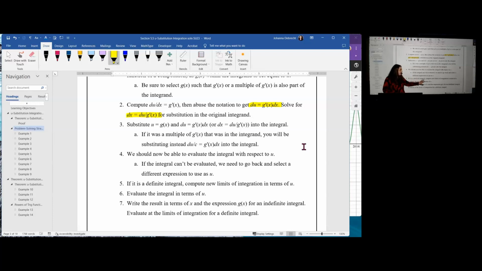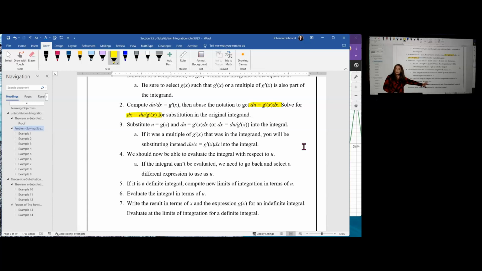If it is a definite integral, we will compute new limits of integration. Instead of being x equals 0 to x equals 2, say, we have to change it to u equal to the number corresponding to x equals 0 and u equal to a different number corresponding to x equals 2. We'll use our definition for u equal to the inside function to find the right value of u for the corresponding values of x. Then we evaluate the integral.